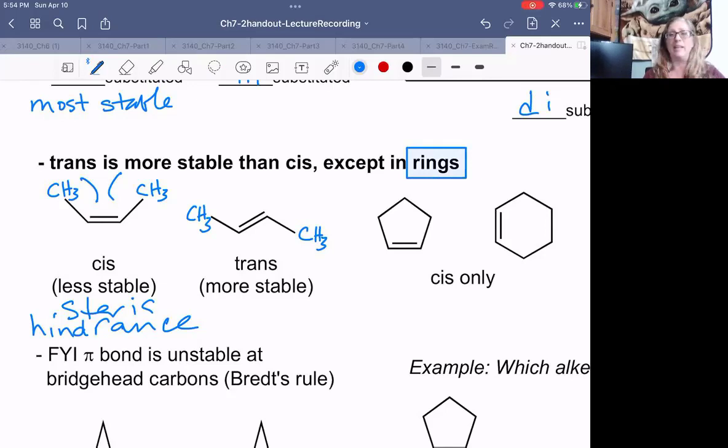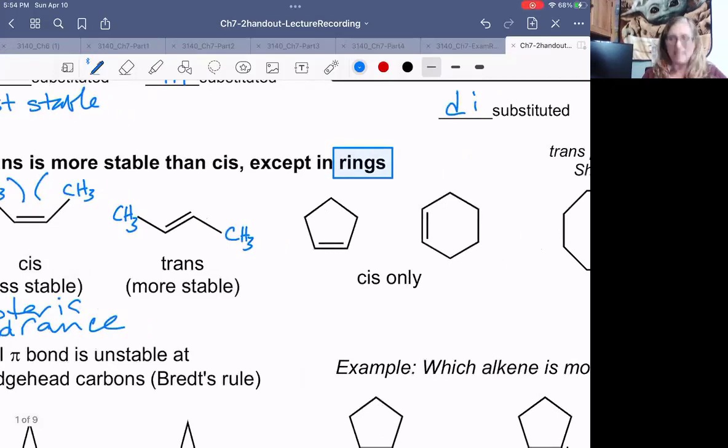When you have a double bond in a ring, actually it's the cis that becomes more stable. In fact, in small rings, only the cis is possible, because if these two carbon groups are going to be attached by a ring, they have to be arranged on the same side of the double bond. They have to be cis to each other. So most double bonds in rings are cis.